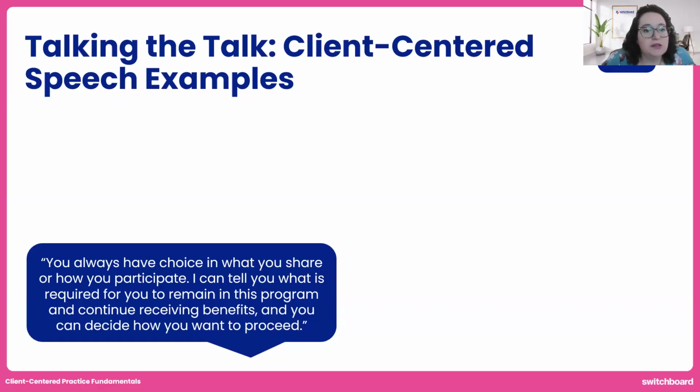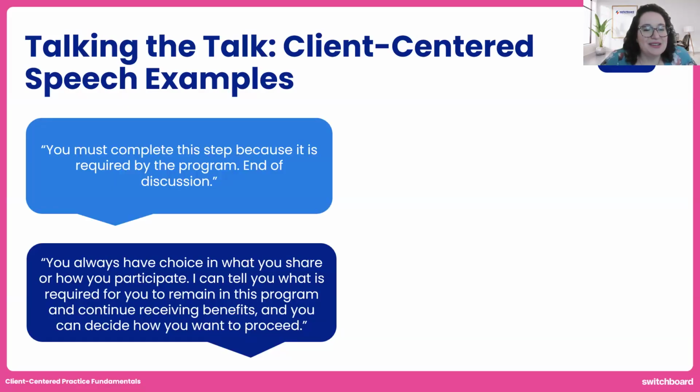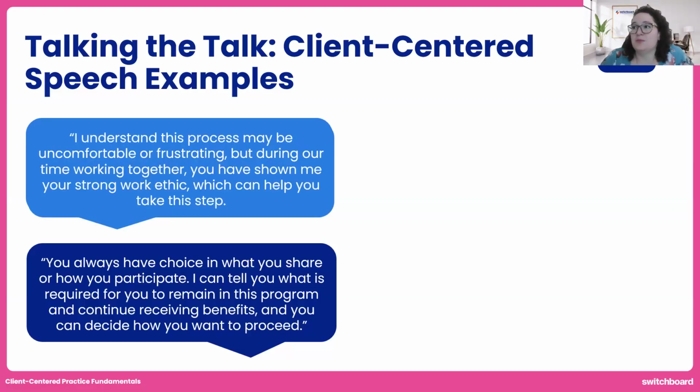Another example. You must complete the step because it is required by the program. End of discussion. Again, I've been in a situation where I've wanted to say that, but what's a more client-centered way to say that? Instead, you could say, I understand this process may be uncomfortable or frustrating, but during our time working together, you have shown me your strong work ethic, which can help you take this step. So that's highlighting a strength, acknowledging difficulty, and seeing how to move forward. Okay, our next example.